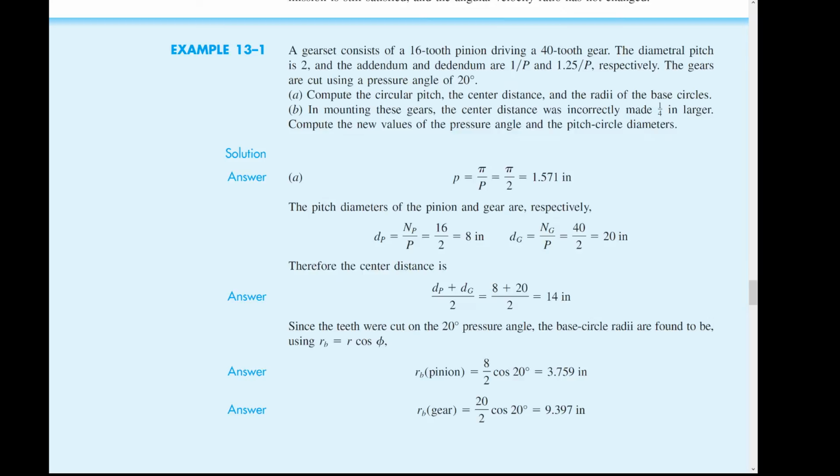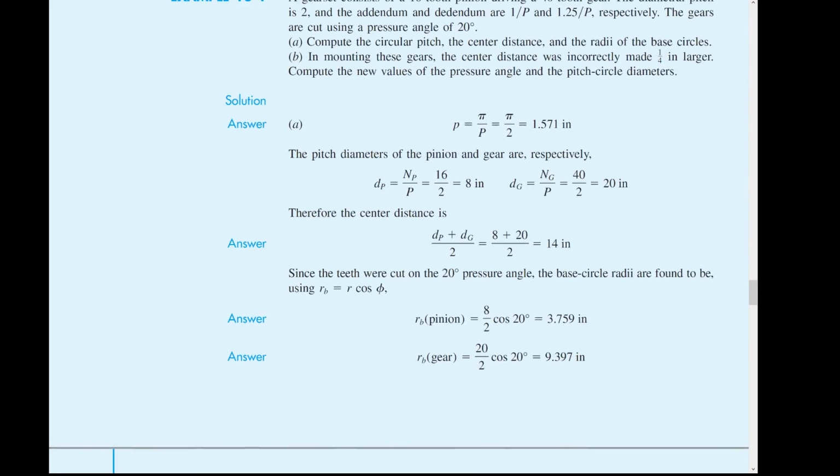The pitch diameters of the pinion and gear are respectively dp equals Np over P, Np is 16, so it's 16 teeth over P. Where do we see the diametral pitch? So the capital P diametral pitch is 2, so 16 over 2 is 8. And then dg equals Ng over P, Ng is 40, so that's 40 teeth over 2, which is 20. Therefore, the center distance is dp plus dg over 2. That's 28 over 2, which is 14.